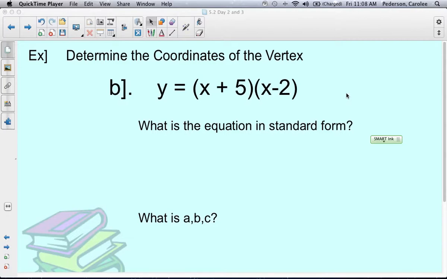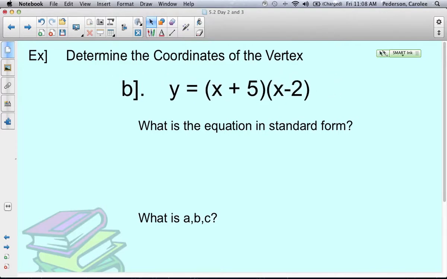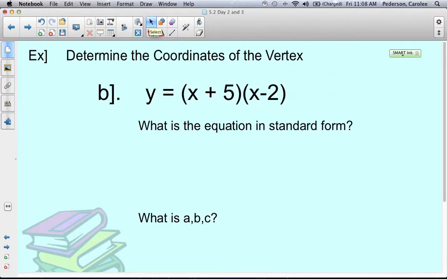So now the equation is what we call factored form. So we have to convert this factored form equation into standard form so we can find the vertex. So we're going to FOIL those two parentheses out. So we're going to multiply x and negative 2 together.